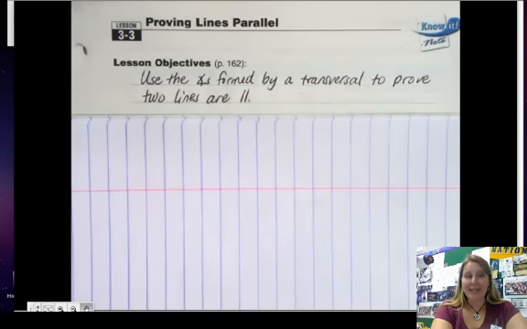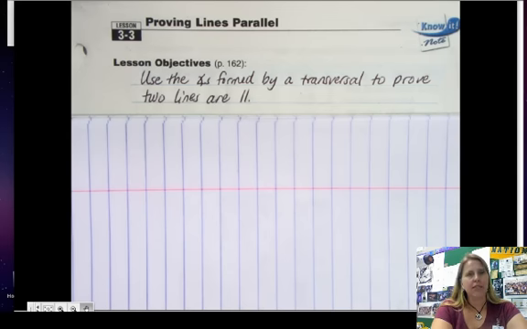Hello! Today we're going to do Lesson 3-3, Proving Lines Are Parallel. This is really similar to what we did yesterday, which was 3-2, where we used parallel lines to show that certain angle pairs were equal or supplementary. So today we're going to do the converse of everything that we did in 3-2, and we're going to use those same theorems but in converse, this time to prove lines are parallel.